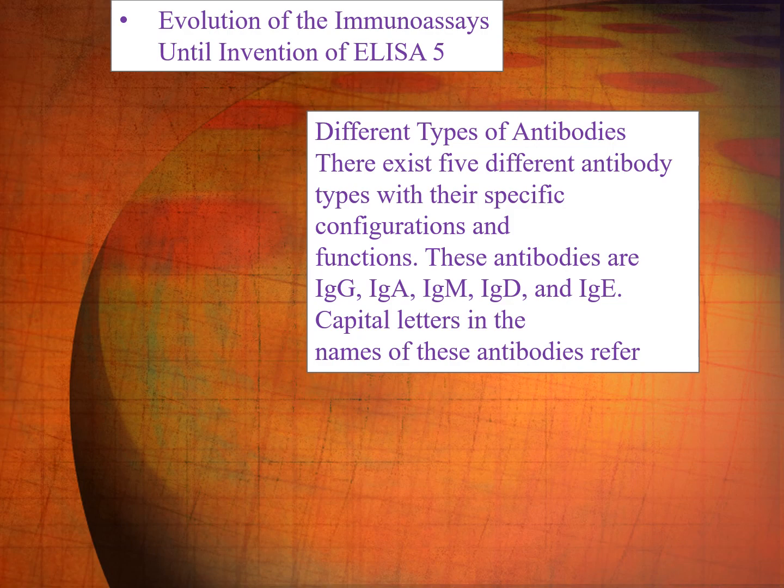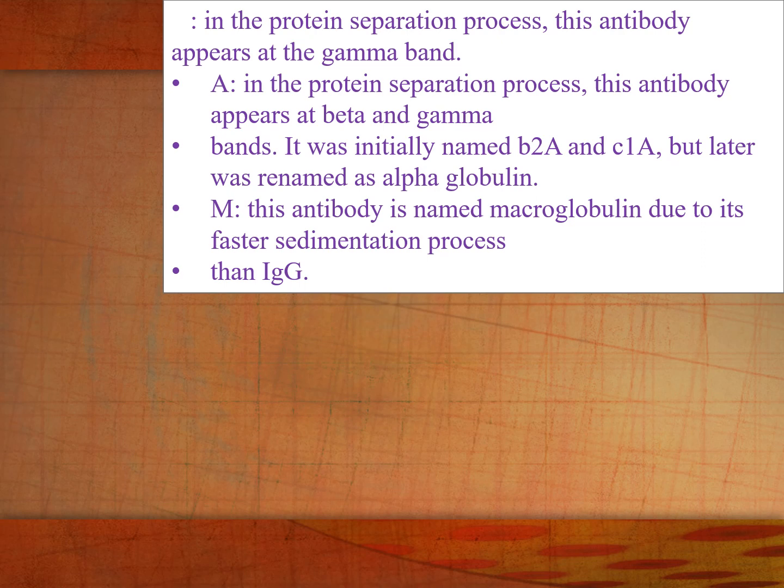These antibodies are IgG, IgA, IgM, IgD, IgE. The capital letter in the names of these antibodies refers to the heavy chain type. In the protein separation process, these antibodies appear at the gamma band. In the protein separation process, this antibody appears in the beta and gamma bands.